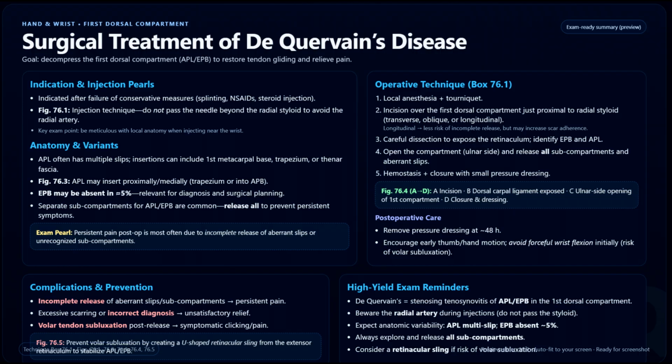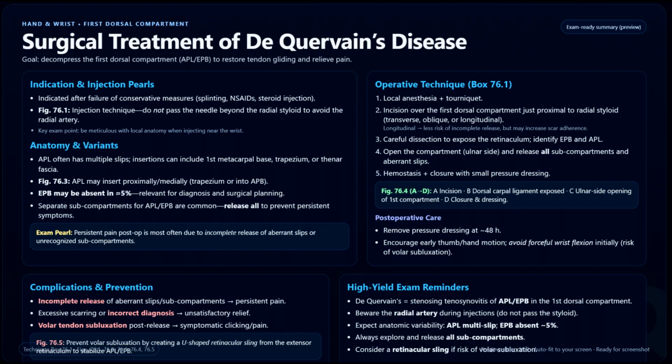Now let's move on to the surgical treatment of de Quervain's disease, a condition caused by stenosing tenosynovitis of the abductor pollicis longus and extensor pollicis brevis tendons within the first dorsal compartment. When conservative measures fail, surgery becomes necessary, and the goal is to decompress this compartment, releasing the tendons to restore smooth gliding and relieve pain.